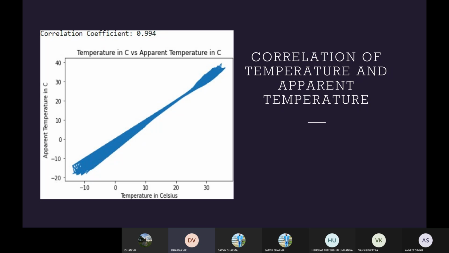So talking about the relationship between temperature and apparent temperature, the Pearson correlation coefficient comes out to be 0.994. And from the observation of the graph, we can state that the temperature and apparent temperature are positively correlated, which implies that they are directly proportional.